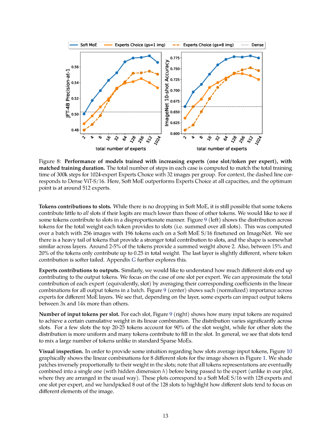Section Summary. In this section, the authors analyze the routing process of the model by examining token contributions to slots, expert contributions to outputs, and the number of input tokens per slot. They find that there is a heavy tail of tokens that provide a stronger total contribution to slots, with around 2 to 5% of tokens having a summed weight above 2. Additionally, they observe that some experts can impact output tokens between 3x and 14x more than others. The distribution of input tokens required to achieve a certain cumulative weight in a slot's linear combination varies significantly across slots. Finally, they provide visual representations of how different slots focus on different elements of an image.